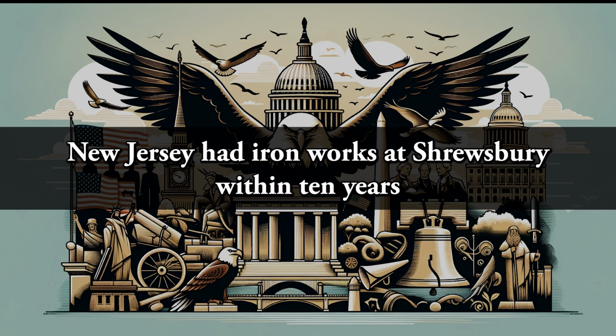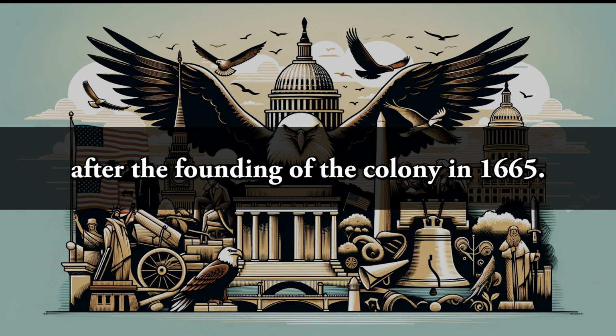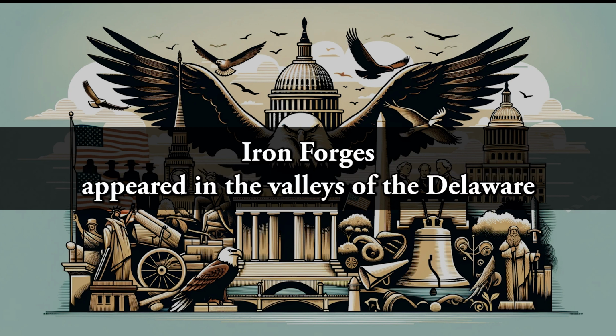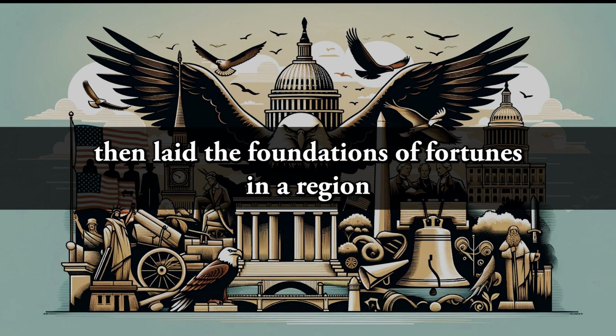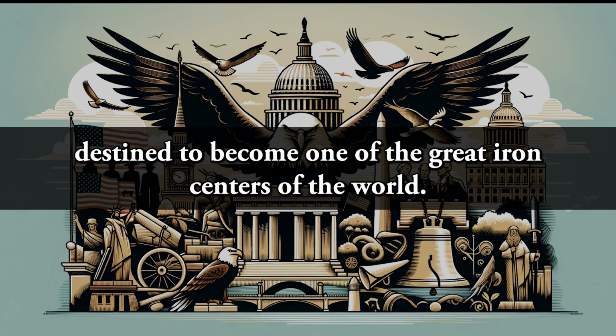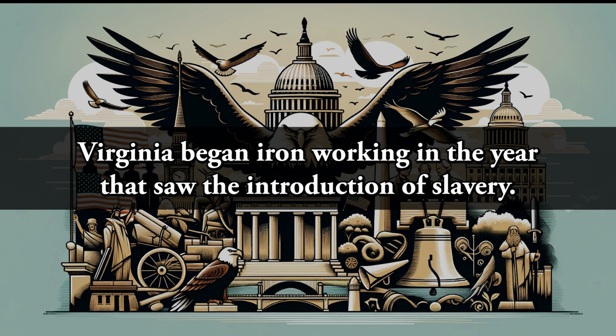New Jersey had iron works at Shrewsbury within 10 years after the founding of the colony in 1665. Iron forges appeared in the valleys of the Delaware and the Susquehanna early in the following century, and iron masters then laid the foundations of fortunes in a region destined to become one of the great iron centers of the world. Virginia began ironworking in the year that saw the introduction of slavery.